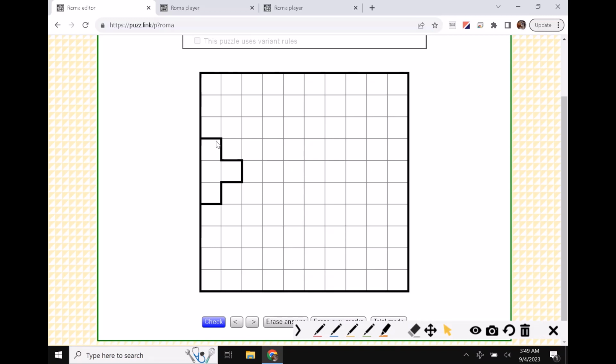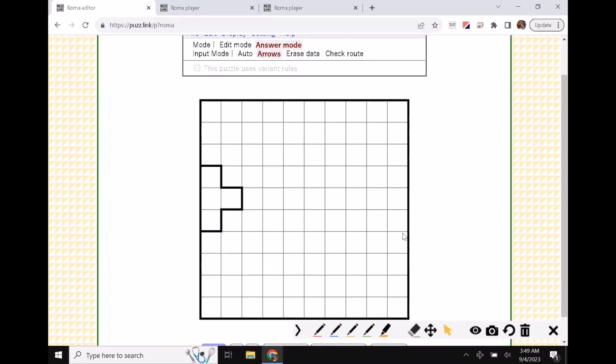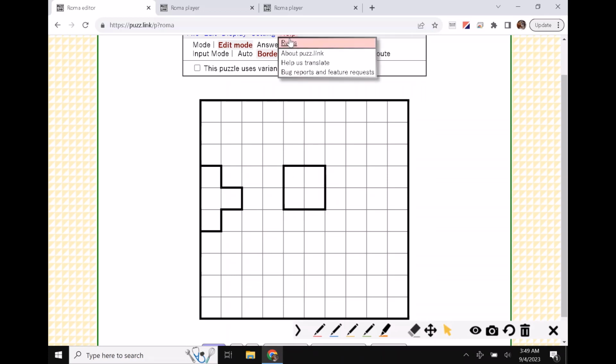And so for this reason, the larger regions are usually much more powerful in Roma, so keep an eye out for 4-cell regions. 3 cells can be good as well. 2 and 1, usually not useful till you have other things around them. In particular, the 2 by 2 region is very restrictive.